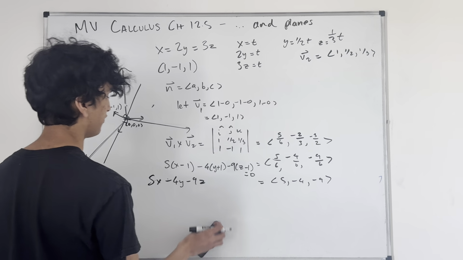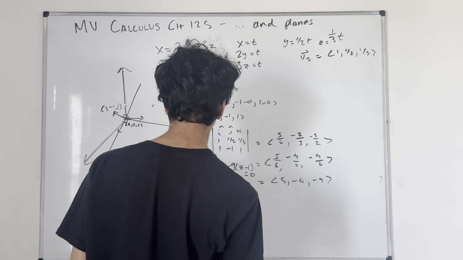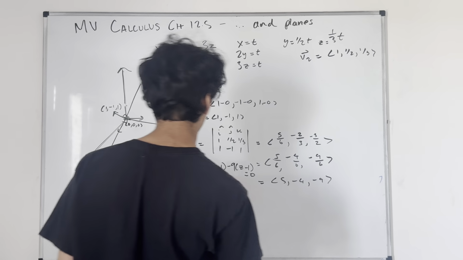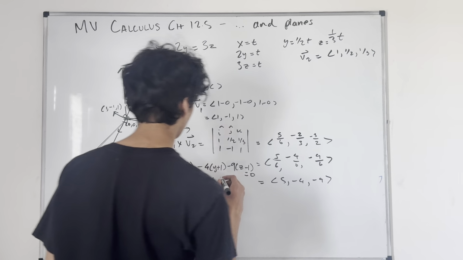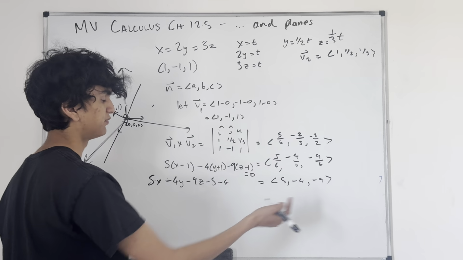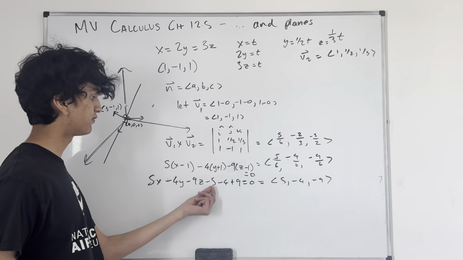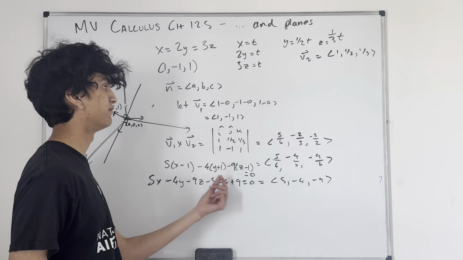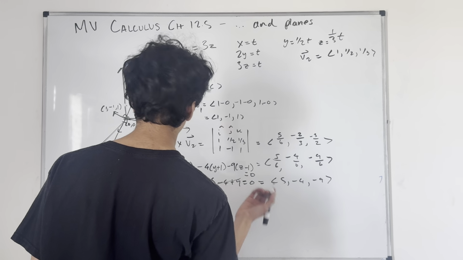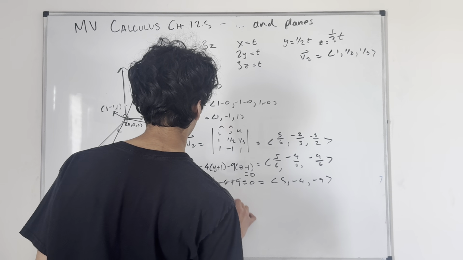Now I have to worry about the constants. So negative 5 here, then negative 4 when I distribute the negative 4 over, and negative 9 times negative 1 is positive 9, all equal to 0. Negative 5 minus 4 is negative 9, and negative 9 plus 9 is 0. So the whole constant is just equal to 0. So it's just 5x minus 4y minus 9z equals 0.